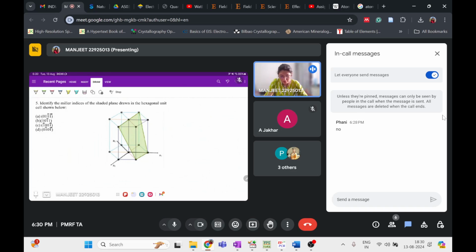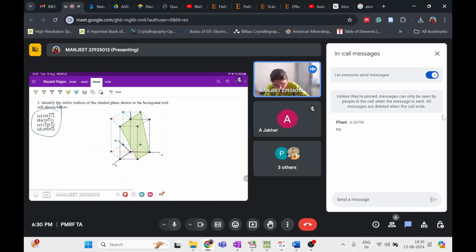I'm just repeating again because some of you joined late. For Miller indices, first you have to calculate the intercepts, then take the reciprocal of the intercepts, and then multiply by a set of integers so that you get the smallest set of integers. The smallest set of integers will be your Miller indices. In the hexagon you have to find the Miller-Bravais indices, with four indices, because in the hexagon we have the C axis also.